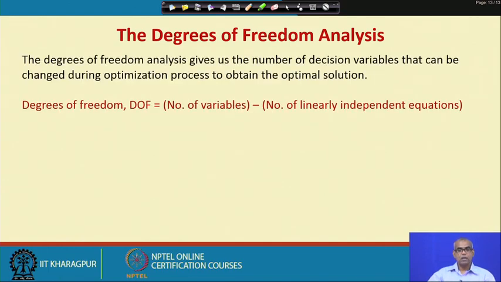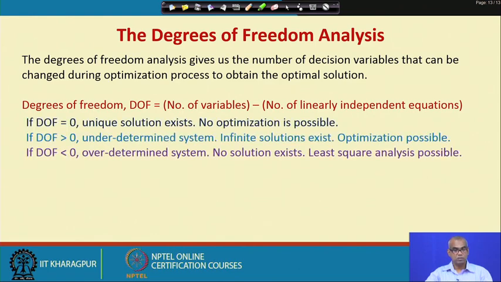Next, let us talk about degrees of freedom analysis. The degrees of freedom analysis gives us the number of decision variables that can be changed during the optimization process to obtain the optimal solution. Degrees of freedom is expressed as number of variables minus number of linearly independent equations. I repeat, degrees of freedom equals number of variables minus number of linearly independent equations.